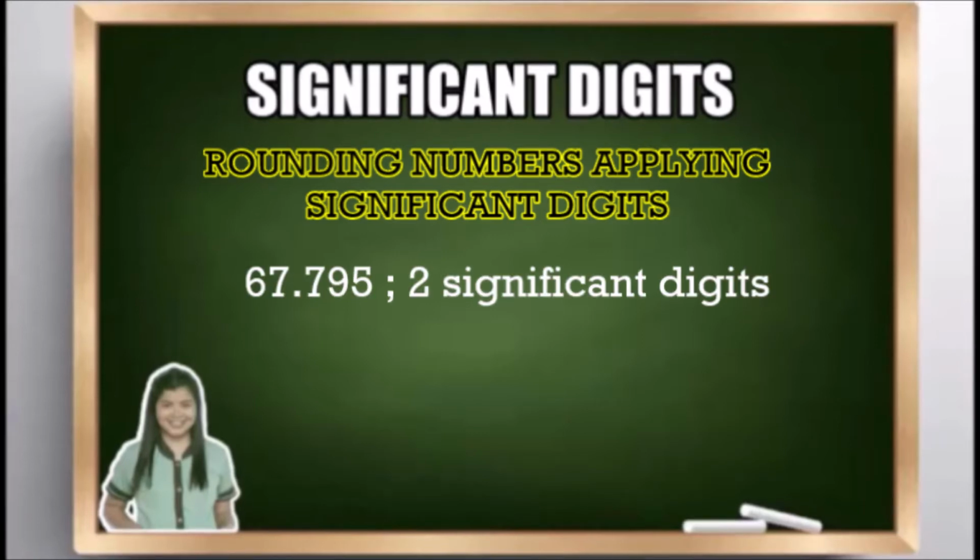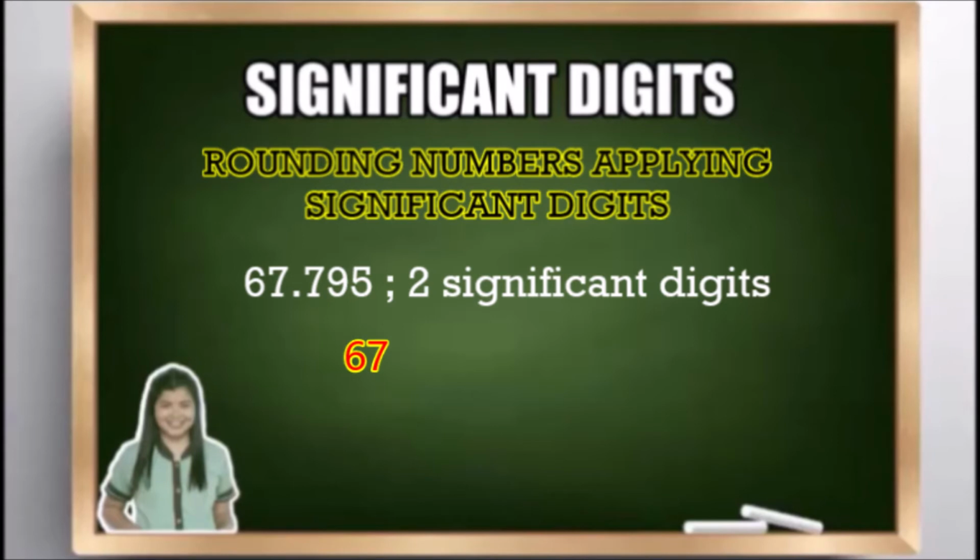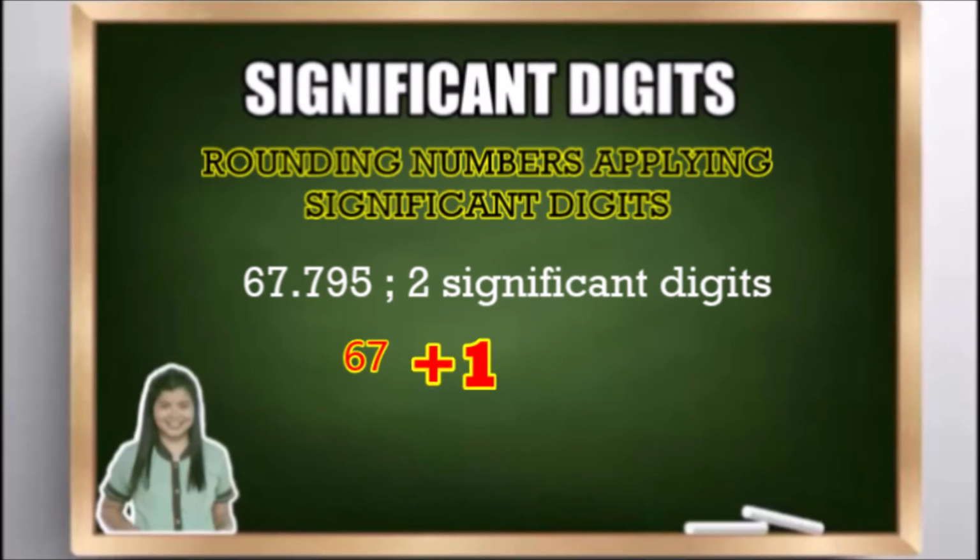First, we will identify 2 digits of the given number from the left, so the digits are 6 and 7. Next is to look at the digit at the right of 7. So that digit is 7 also. Now, take note that 7 is greater than 5. So we are going to add 1 to the number to round off. So 67 plus 1 is 68. Now the answer, 67.795 rounded to 2 significant digits is 68.